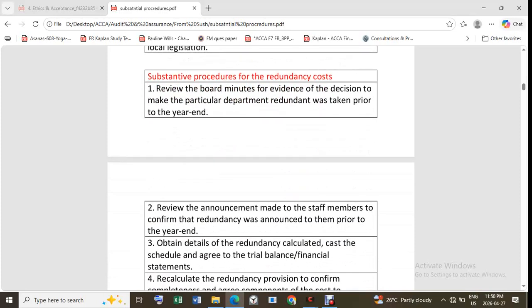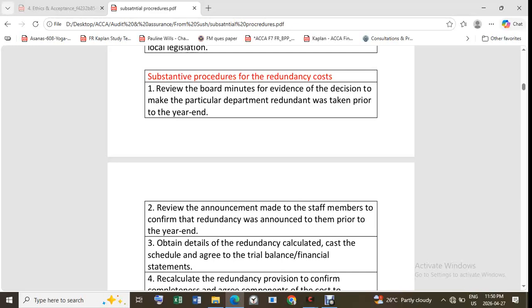Substantive procedure for redundancy cost. Review the board minutes for evidence that a decision to make the particular department redundant was taken prior to the year end.